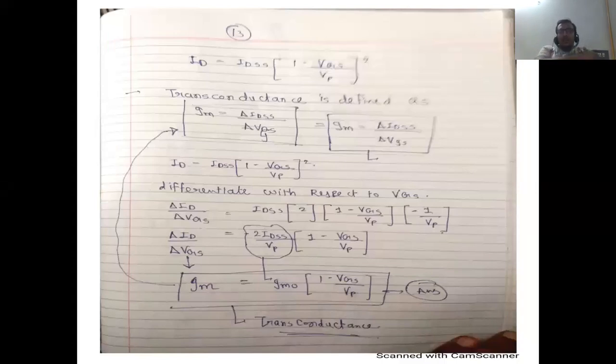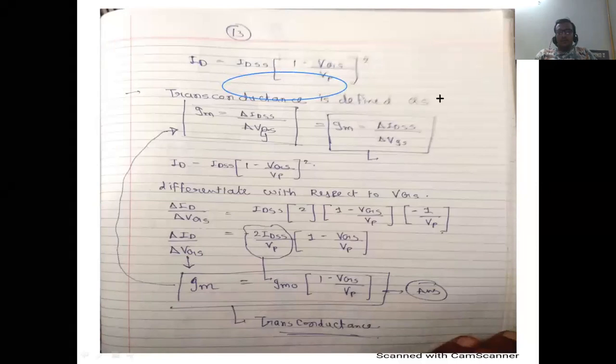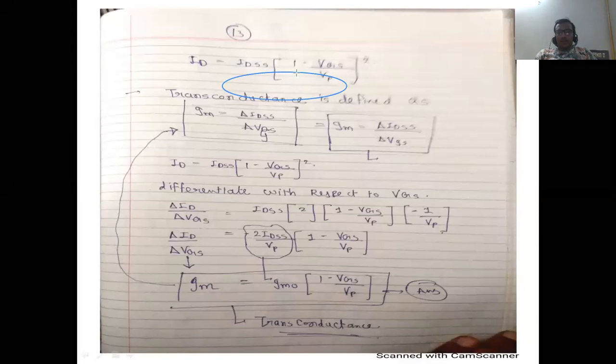Now see, this is the equation of drain current: ID equal to IDSS times (1 minus VGS upon VP) all squared. See this highlighted equation. I have highlighted it with the help of a circle. See this highlighted portion: ID equal to IDSS (1 minus VGS upon VP) all squared.